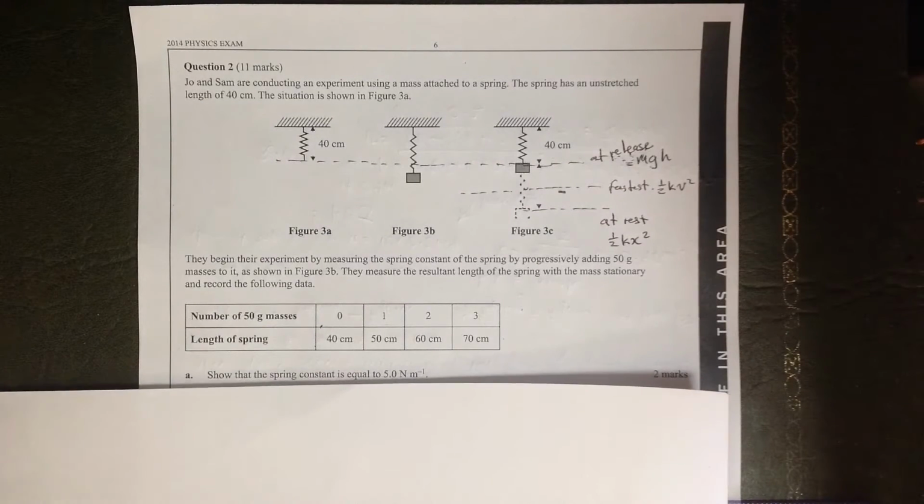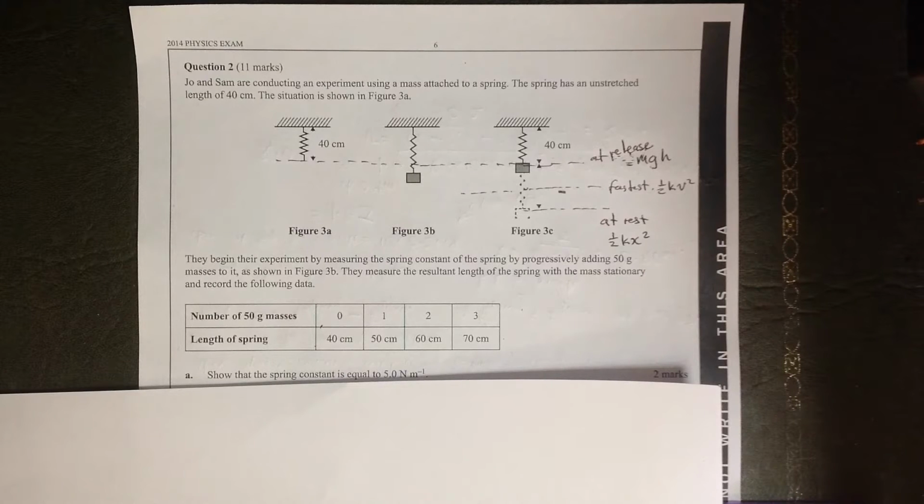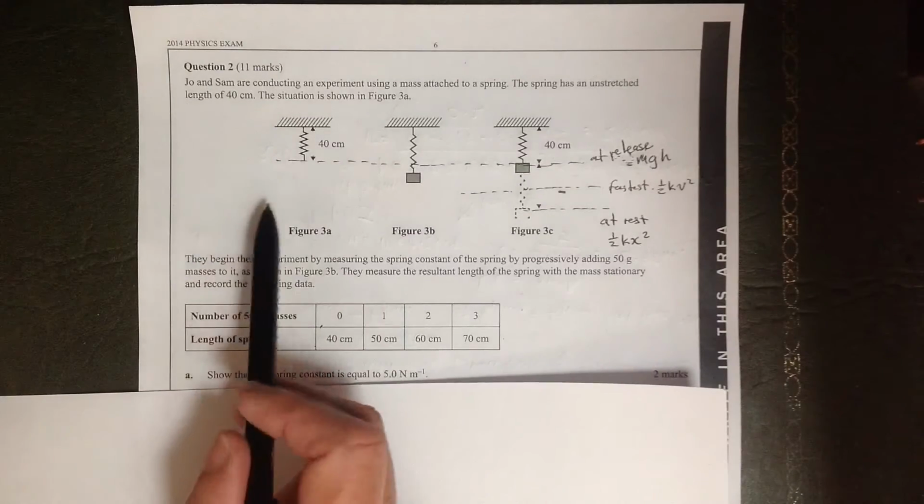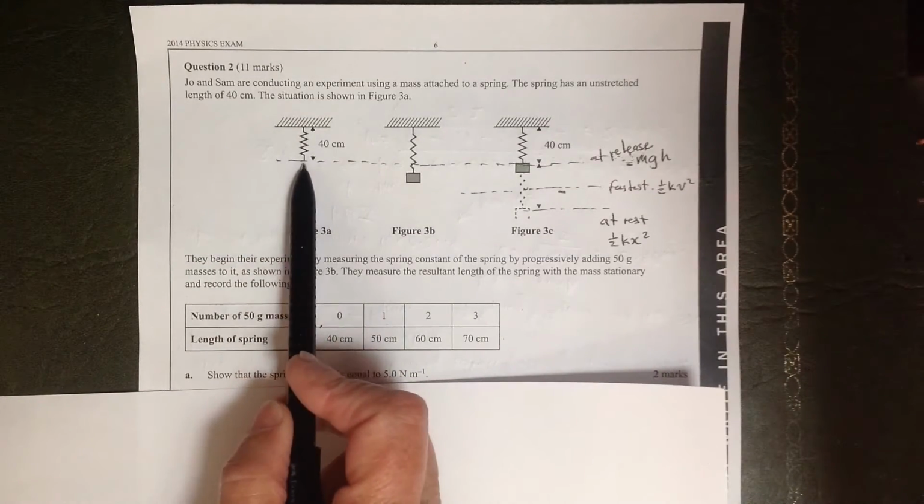Just wanted to talk to you all about one of the questions from the 2014 physics exam that involves oscillation and mass oscillating on a spring. Now it seems the last few exams we've had several oscillation questions, and I just thought it'd be worthwhile going through this question with you all, just to really highlight some of the things that you want to watch out for. So the scenario is that we have a 40 centimetre spring.